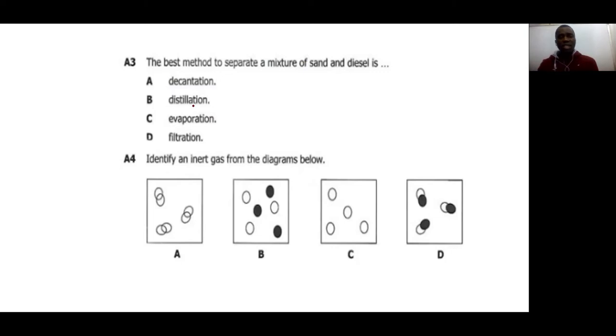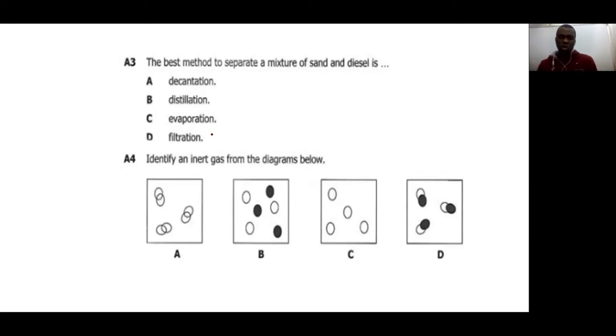Then distillation, this one is a general process which can be categorized into two. We have fractional distillation and we have simple distillation. Fractional distillation is used to separate miscible liquids that have different boiling points, for example, water and ethanol. Then simple distillation is used to separate substances that can vaporize and be condensed back into a liquid. Okay, let's look at C. So C is evaporation.